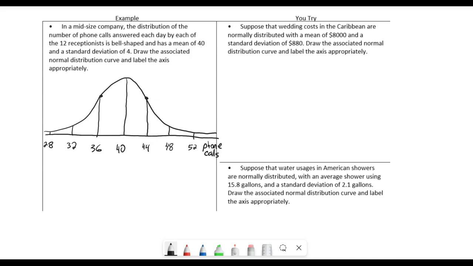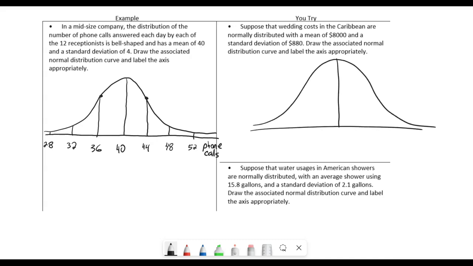What you should have, again, you have your bell curve, the mean, 8,000, 1 standard deviation to the right, 8880, another standard deviation to the right, 9760, and the 3rd standard deviation to the right, 10640. And going to the left, we have 7120, 6240, and the 3rd one, 5360.